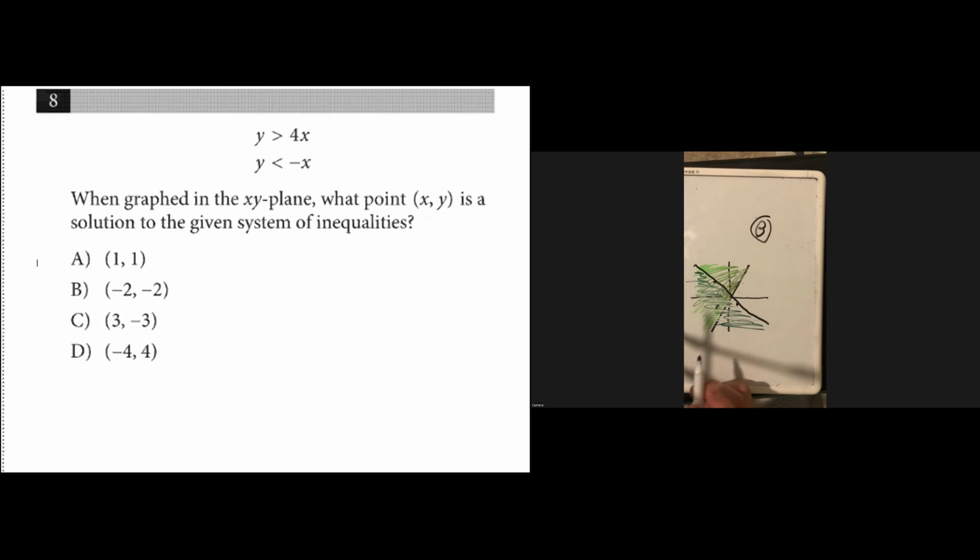For C, we have 3, -3. So 3, -3 would actually be on the line, which is not one of the answers because it says y is less than -x. If it said y is less than or equal to -x, then it could be on the line. But in this case, it's not. And also it wouldn't be the right answer because it doesn't fit the other equation. And for the last one, we have -4, 4, which doesn't fit because it's not on the line. So the correct answer is B.